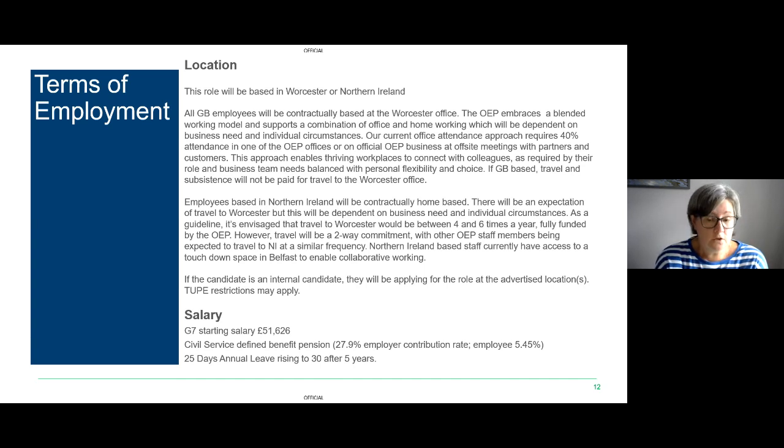This is a grade 7 role. Starting salary is 51,626. On top of this, you have a very generous civil service defined benefit pension, which offers around 27.9% employer contribution rate, depending on grade, and 25 days annual leave rising to 30 days after 5 years. Please do take a look at the full job advert, where the full list of benefits is provided. We can't go through them now because there's just too many of them, but it's a very generous package, and lots of benefits for working for the OEP.